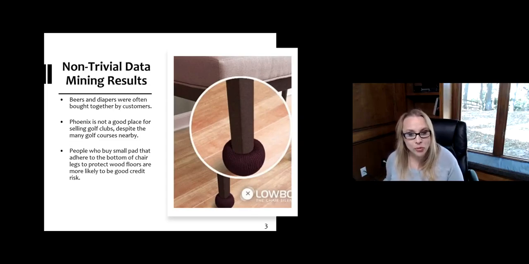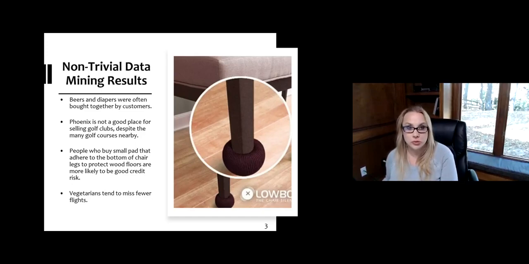Another one is that people who buy those small pads that adhere to the bottom of your chair legs to protect your wood floors tend to be good credit risk. So if you can find out that one of your customers is doing that, it's going to be a good indication that the customer is going to be a good credit risk. Another interesting one is that vegetarians tend to miss fewer flights. So again, these are non-trivial data mining results that can be impactful for a business if they're properly used for whatever that particular situation is.